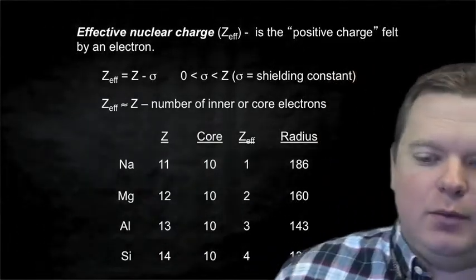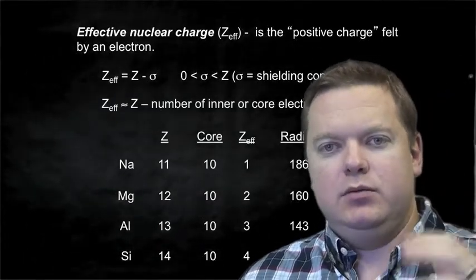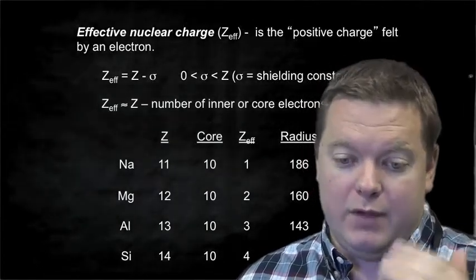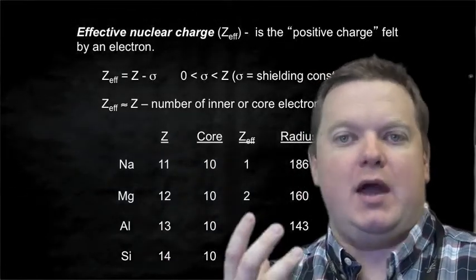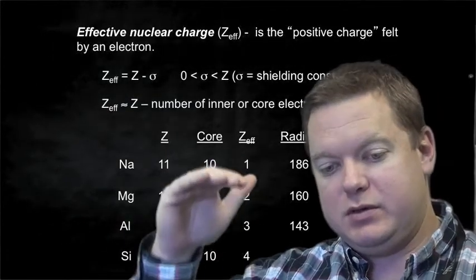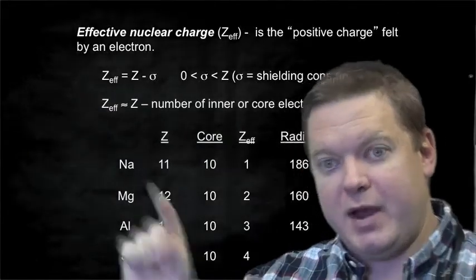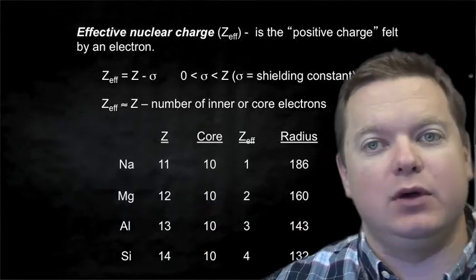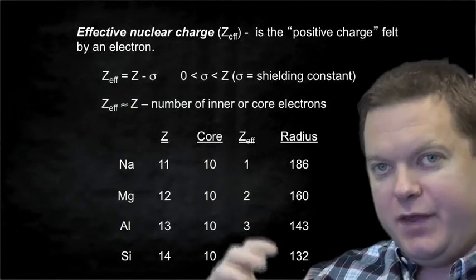So if we look here in this table, we see sodium, magnesium, aluminum, silicon all have an increasing atomic number. We go 11, 12, 13, 14. But they all have the same core. They have the same noble gas core, right? 10. So as we see, as we go across this periodic table, from sodium to magnesium, the Z effective increases. And we can see the resulting effect on the radius that Z effective has.